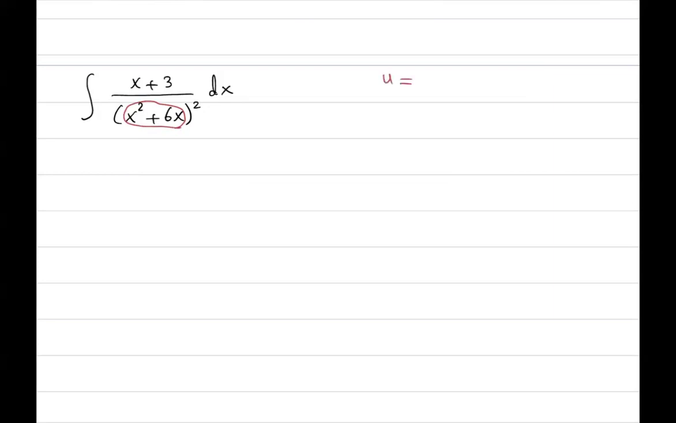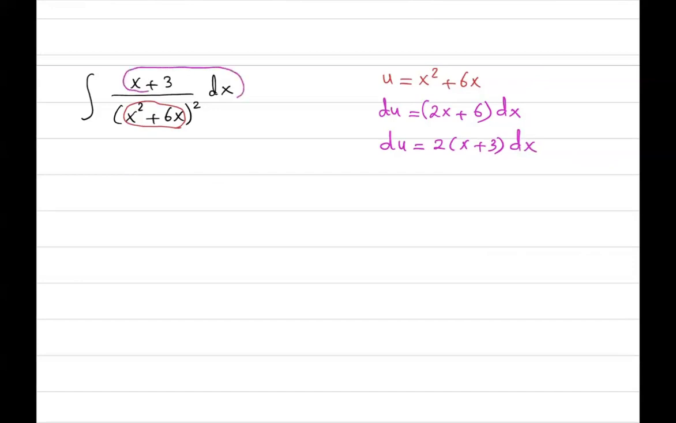Let u be a new variable, which is x squared plus 6x. If I find du, it is 2x plus 6 dx. Okay, can I factor out 2 here? Of course. du is 2 times x plus 3 dx. Well, I have x plus 3 dx here. What I can do, I can multiply and divide by 2, 2 times a half. Then I can take all of these quantities on the numerator and call it du.